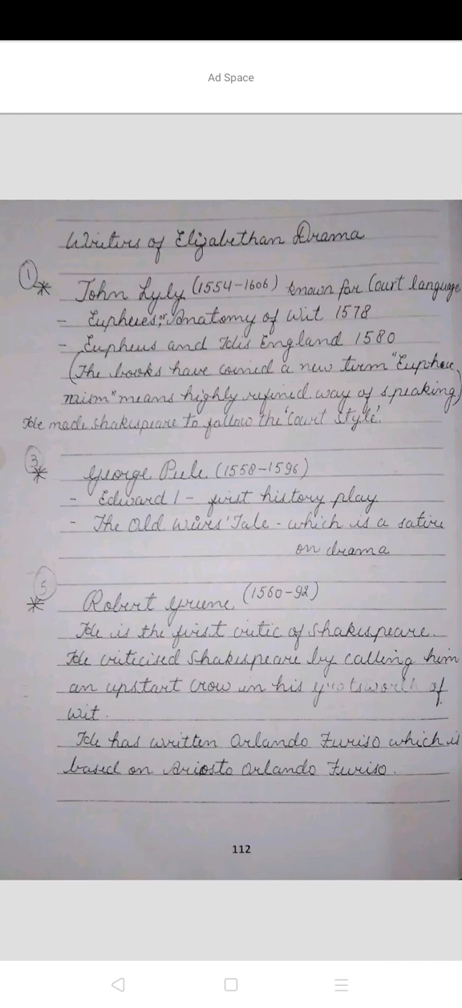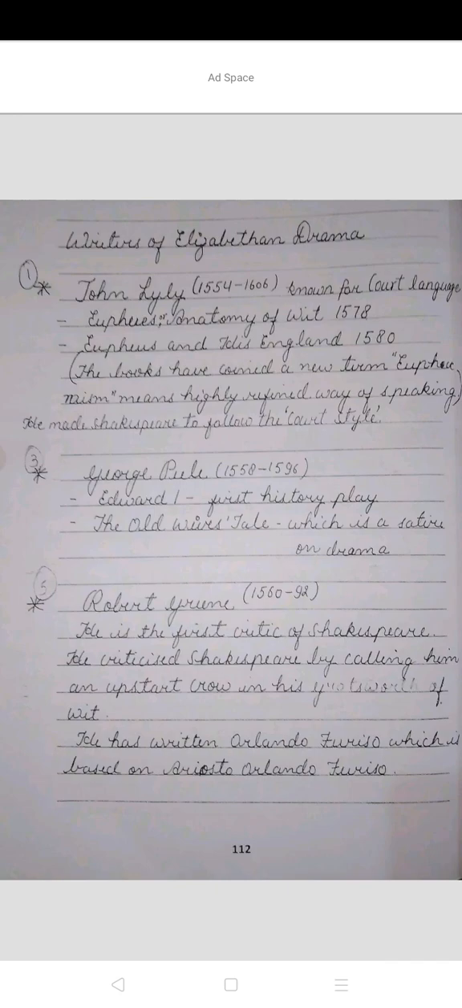The next is Robert Greene. His time is 1560 to 92. He is the first critic of Shakespeare. He criticized Shakespeare by calling him an upstart crow in his Groatsworth of Wit. He has written Orlando Furioso, which is based on the Italian Orlando Furioso.